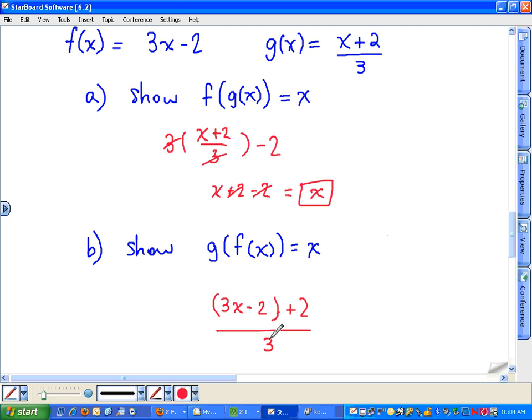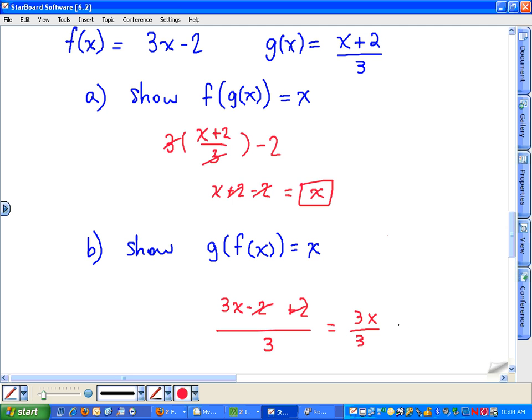Well, we got to make sure that we do this in the right order. We can't cancel the 3's yet. Okay. Now, if there's nothing to distribute and there's no exponent, there's really no need for these parentheses anymore, so I'm just going to erase them. What's going to actually cancel first? The 2's, the negative 2 and the plus 2. So that's going to give you 3x over 3. And then the 3's, 3 divided by 3 is just 1.